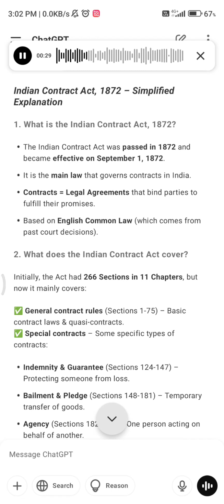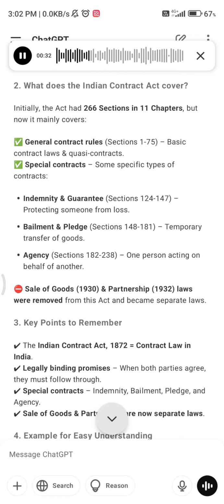2. What does the Indian Contract Act cover? Initially, the Act had 66 sections in 11 chapters, but now it mainly covers: General Contract Rules, Sections 1 to 75, Basic Contract Laws and Quasi-Contracts. Special Contracts, some specific types of contracts. Indemnity and Guarantee, Sections 124 to 147, protecting someone from loss.